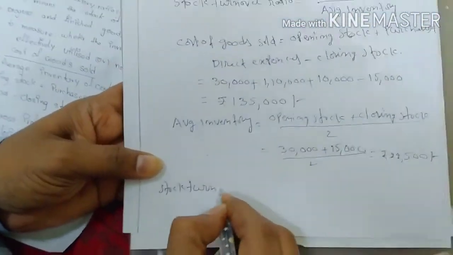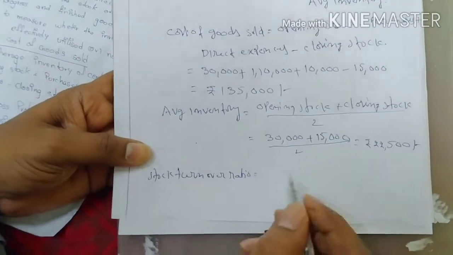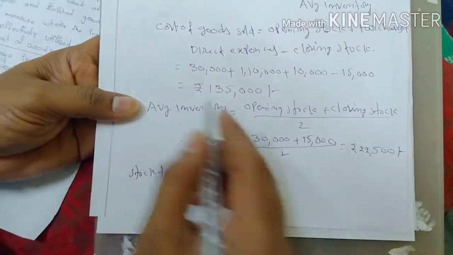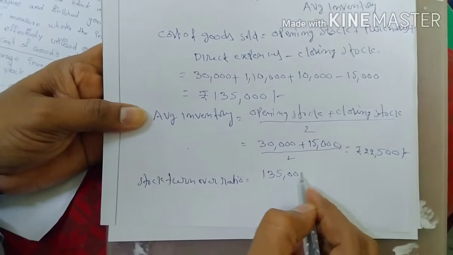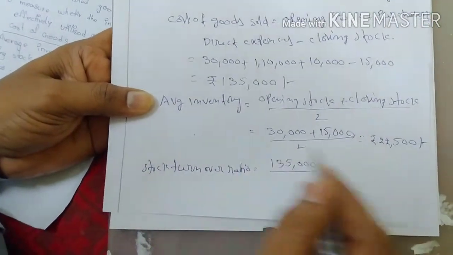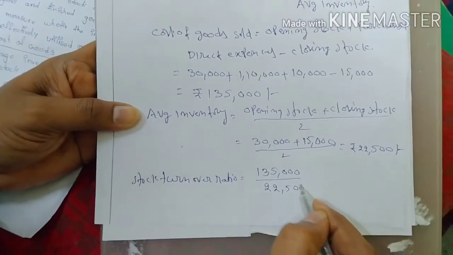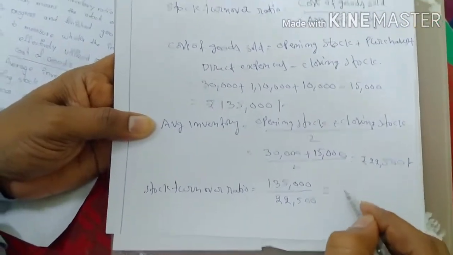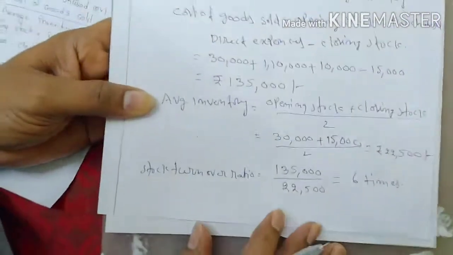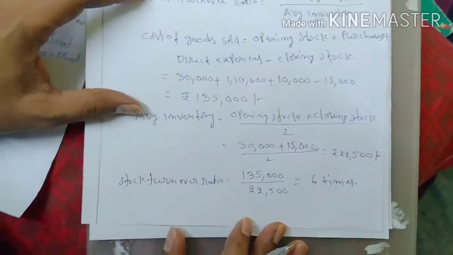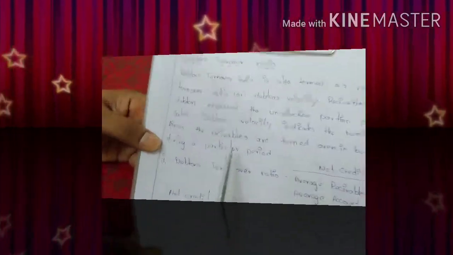Now stock turnover ratio is equals to cost of goods sold 1,35,000 by average inventory 22,500, that is equals to 6 times. This is the method we need to calculate stock turnover ratio.